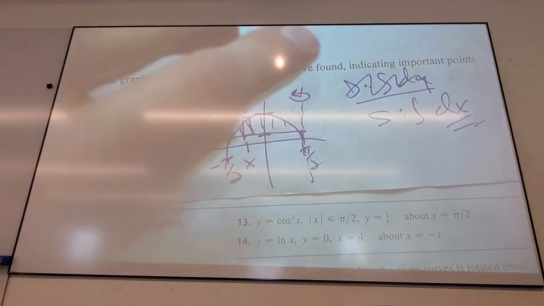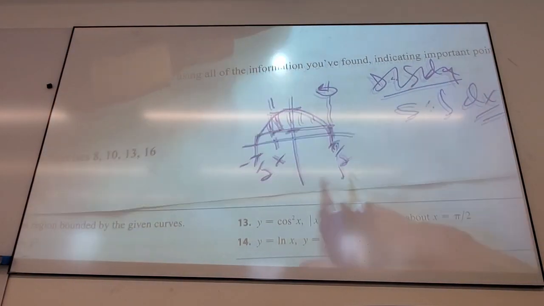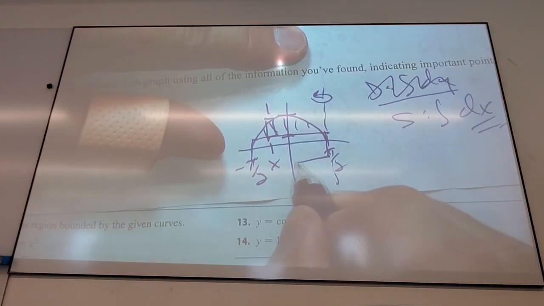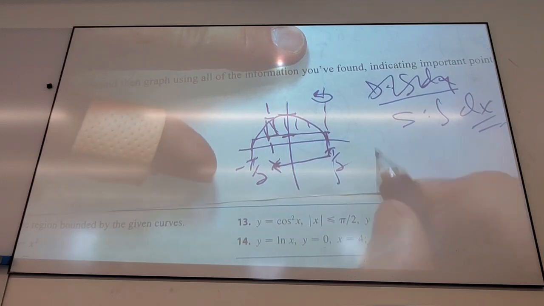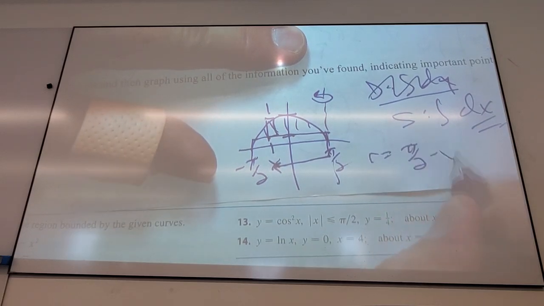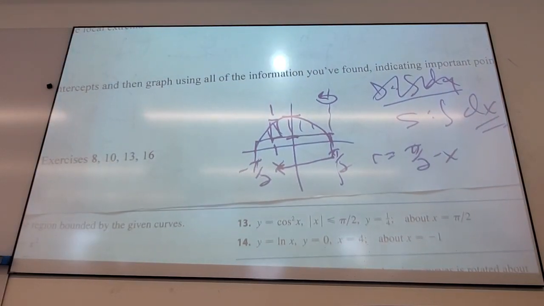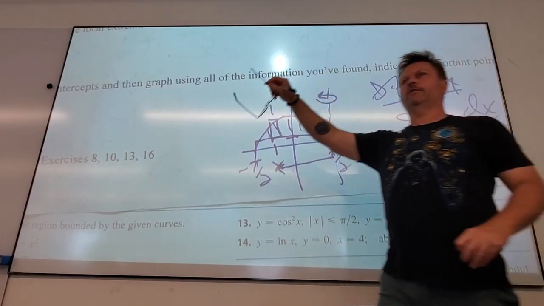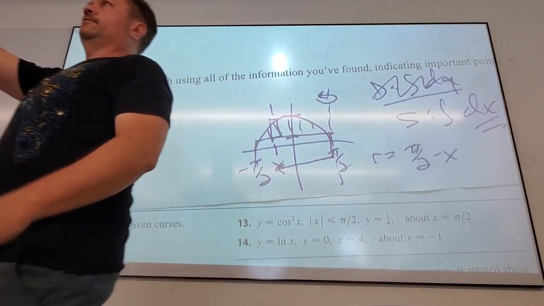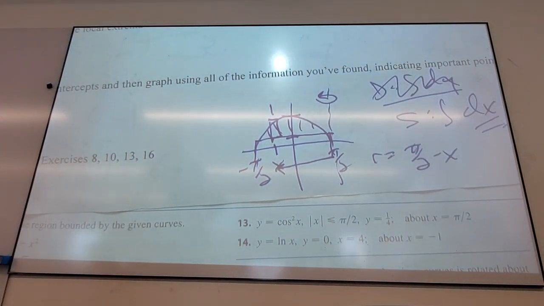So how did I just determine, how do I always determine the radius? I start at this and I go to where my rectangle is. I take big minus small, bam, that's my radius. What else do I need for shells? The height. What's the height of that rectangle?